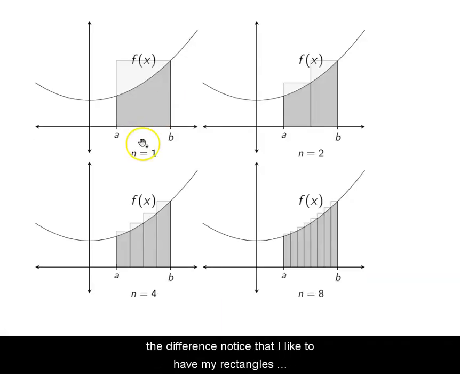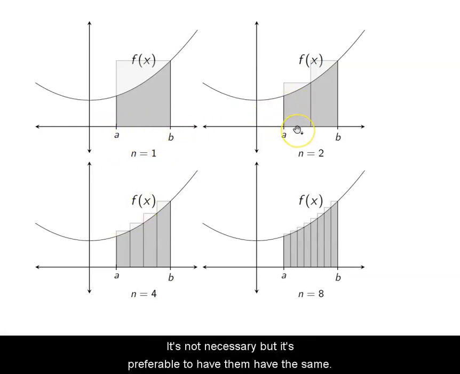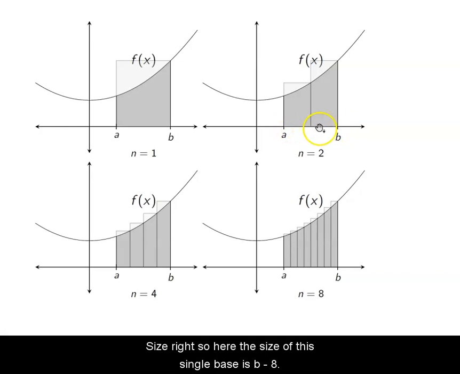Notice that I like to have my rectangles, when I have more than one, it's not necessary, but it's preferable to have them have the same base size, right? So here, the size of this single base is b minus a, right? The size of this is b minus a, the difference, divided by 2. Here, each rectangle is b minus a, the length between a and b, divided by 4, right? 4 equal parts. Here is b minus a divided by 8. 8 equal parts.